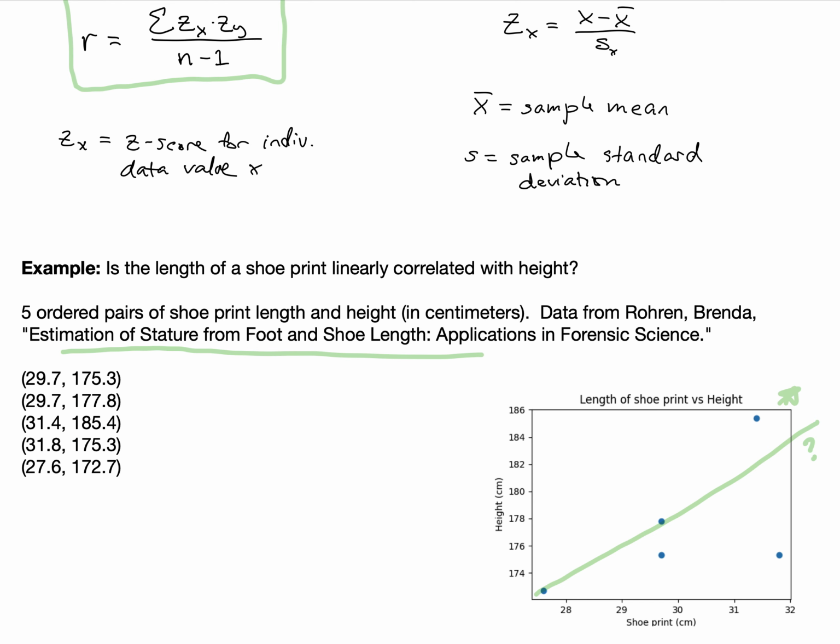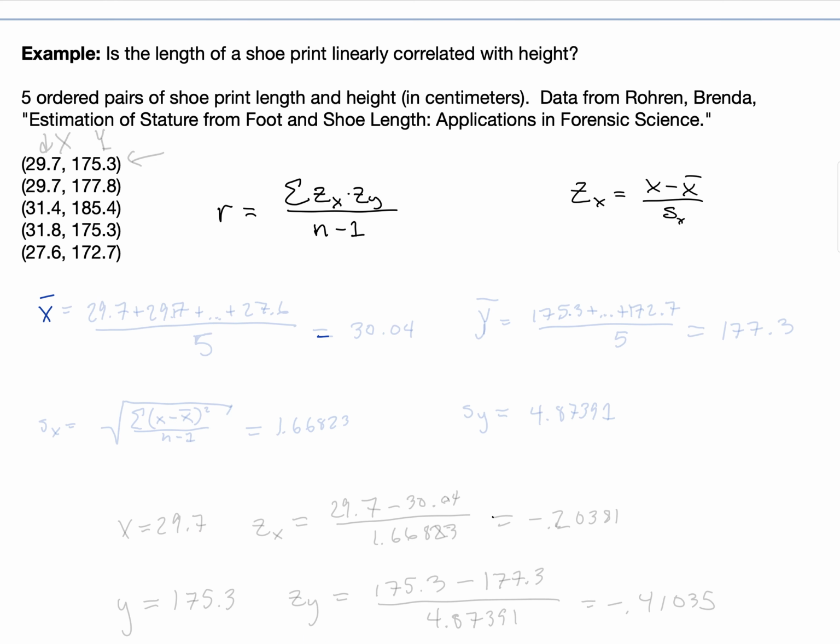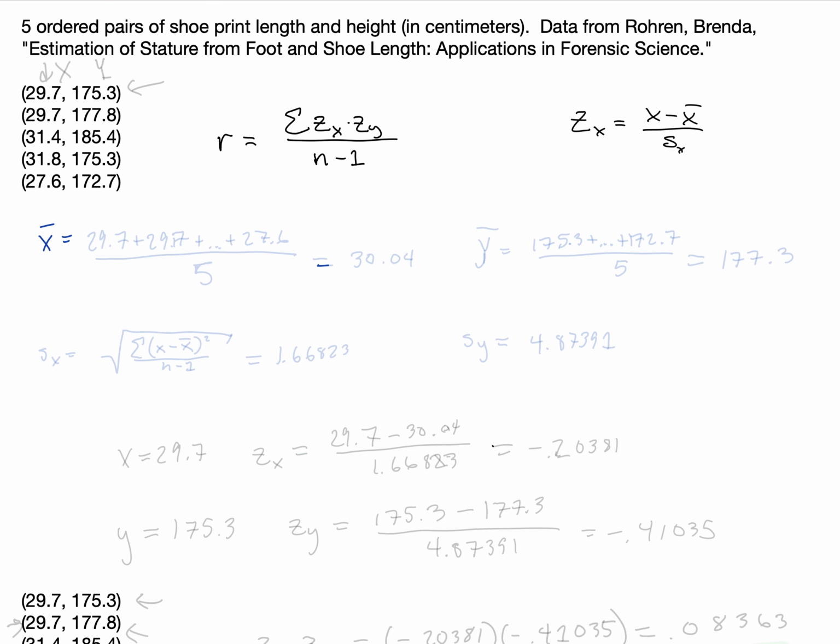So in order to find the z-scores for each value, we're going to need to find a few things. One is that we're going to need to find the sample mean for both x and y. So the sample mean for x would be 29.7 plus ... plus 27.6 divided by the sample size. The sample size in this case is 5, so we're finding the mean for x. And if we find that sample mean, you can find that it's 30.04.